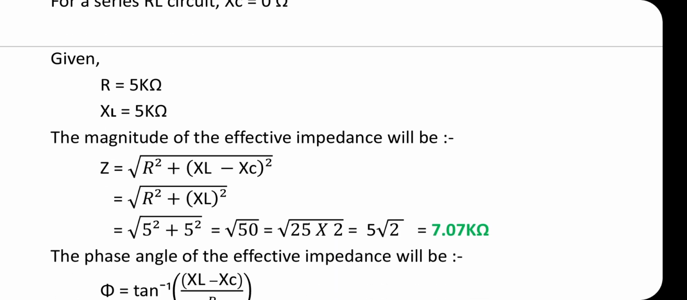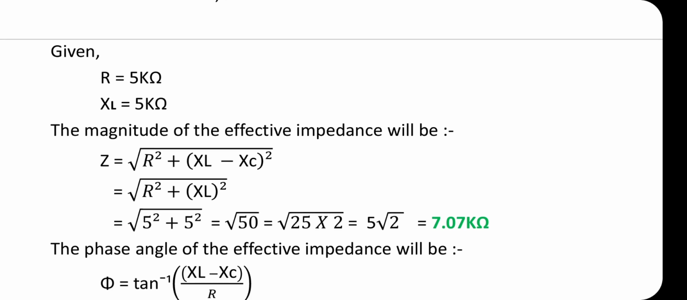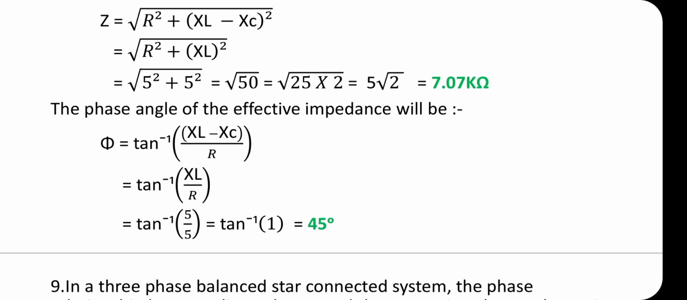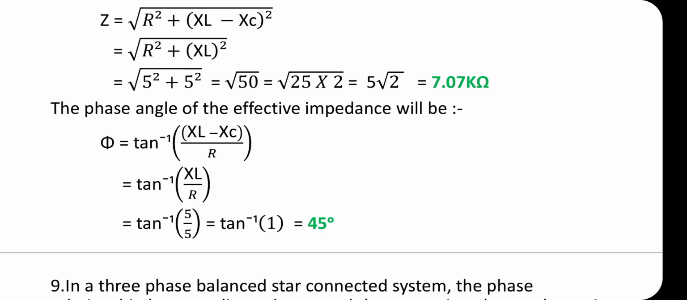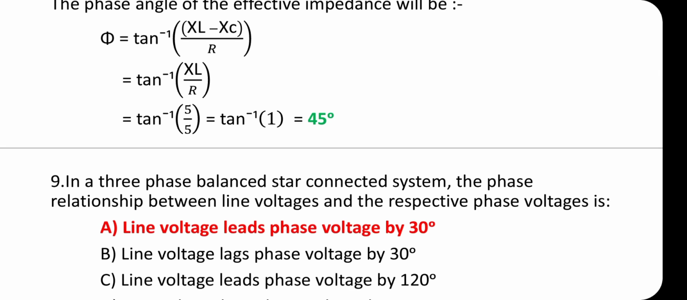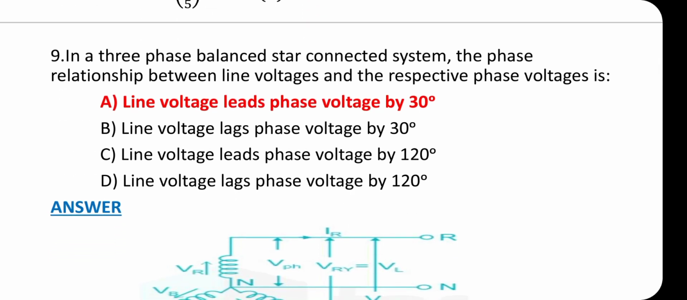The magnitude of the effective impedance will be Z equal to root of R square plus (XL minus XC) whole square. Here XC equal to 0. So, root of R square plus XL square, we get an answer of 7.07 kilo ohm. The phase angle of the effective impedance will be phi equal to tan inverse of XL by R, which is tan inverse of 1, equal to 45 degree.